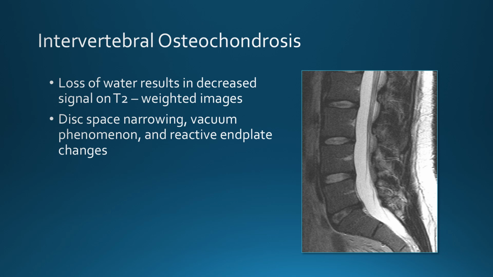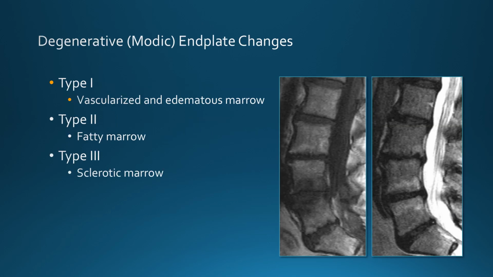So what happens with disc degeneration early on? There's a loss of water in the disc, causing a decreased signal on T2-weighted images, as you can see here at the L5-S1 disc. The disc space gets narrowed, vacuum phenomenon can develop, and you can develop reactive endplate changes. The endplate changes can be divided into three types. First, type 1 is vascularized and edematous marrow. So type 1 endplate changes are dark on T1 and bright on T2 because these are edematous marrow.